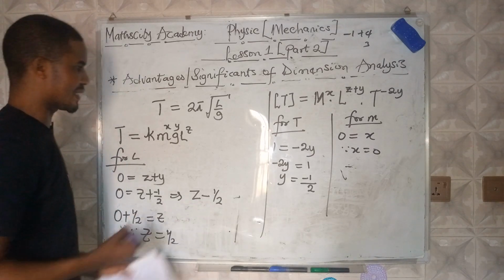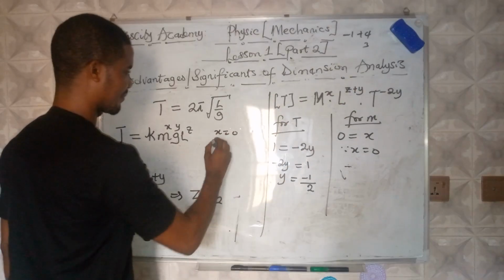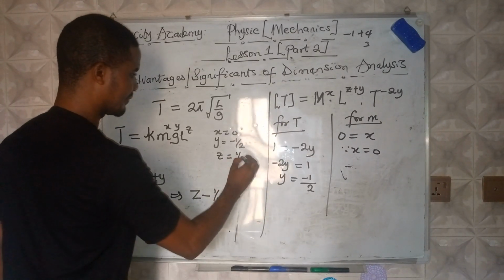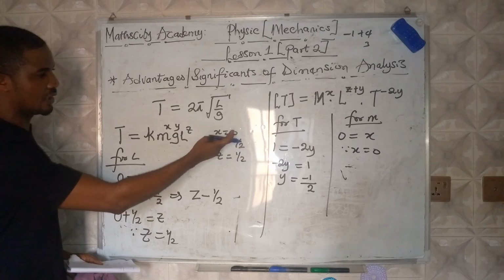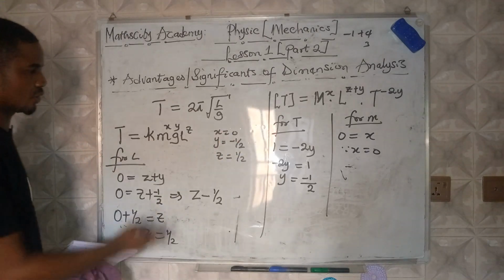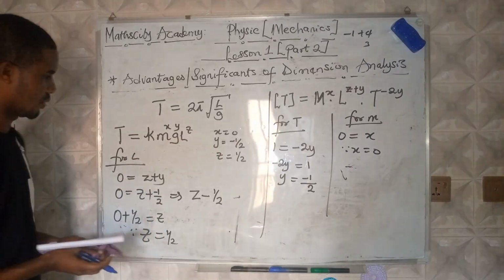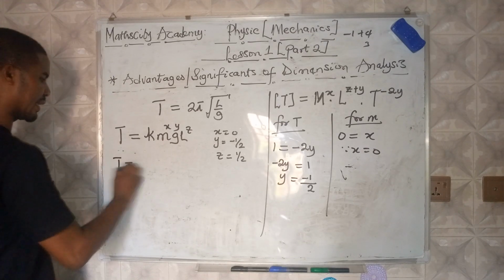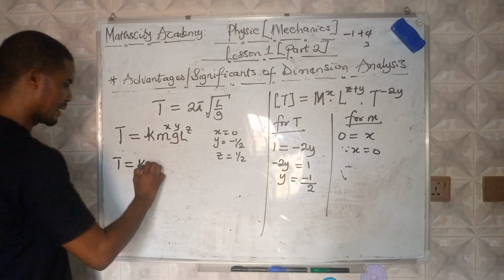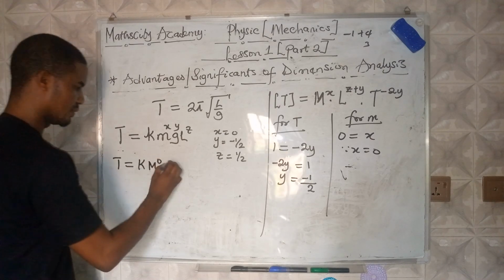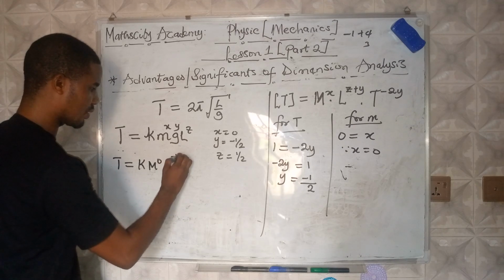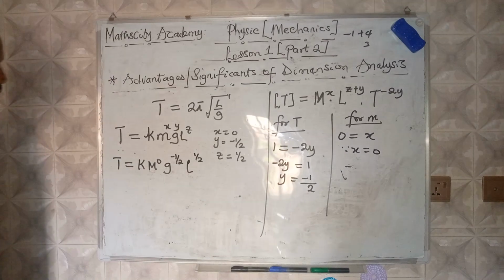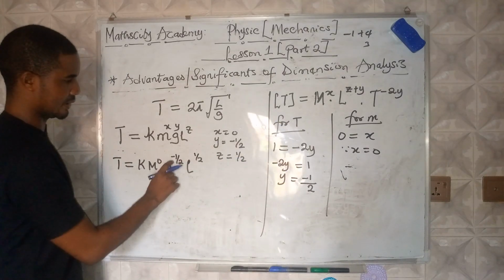Now, what I have established here is that x equals 0, y equals minus half, and z equals half. At this point, I'm going to fill these powers into this equation to get the relationship between M, G, and L. So this equation becomes T equals K M raised to power 0, G raised to power minus half, and L raised to power half.